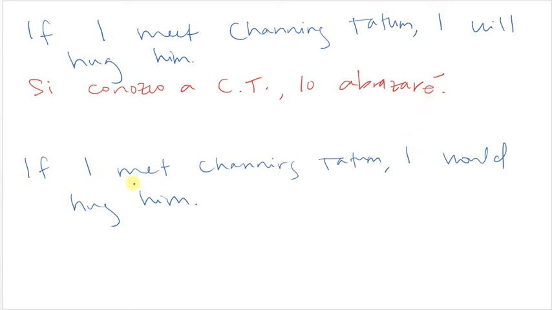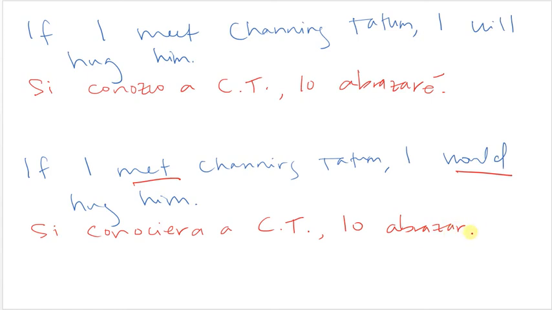Versus, if I met Channing Tatum, I would hug him. So si, and then I met is going to be the past subjunctive of conocer. So remember, you're going to go to the ellos, ustedes in the preterite, which is conocieron. Take off the ron and add ra, ras, ra, ramos, ran. So it's going to be conociera a Channing Tatum. Him is going to be lo. And then the conditional, I would hug him. So the conditional is going to be abrazar plus the conditional tense endings, which is abrazaría.